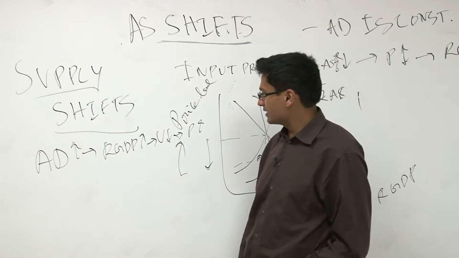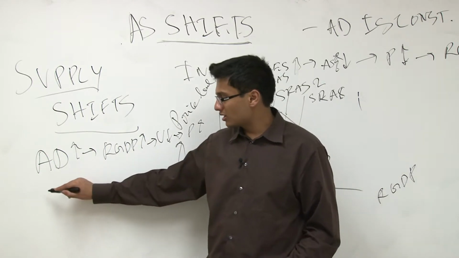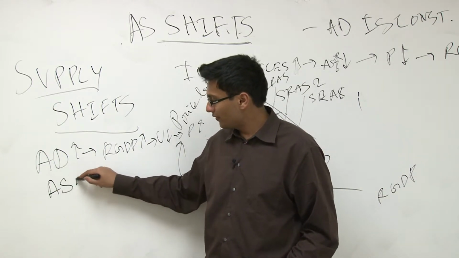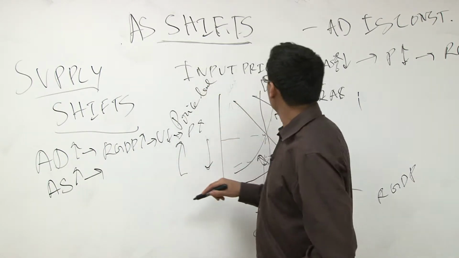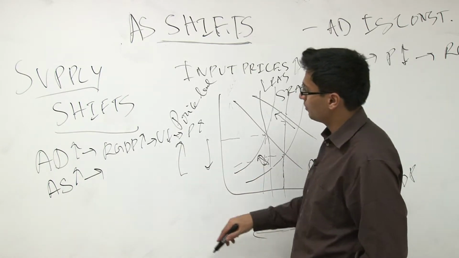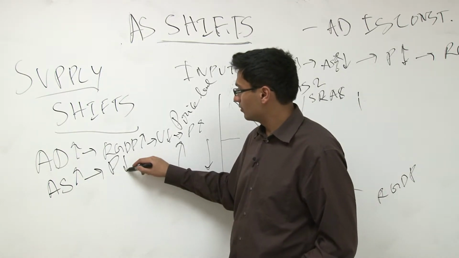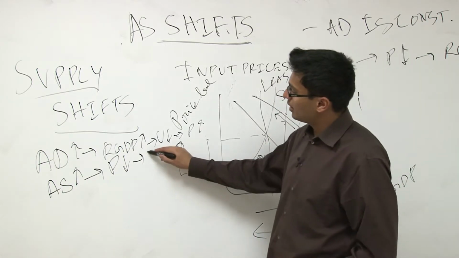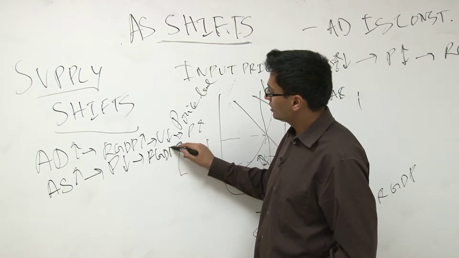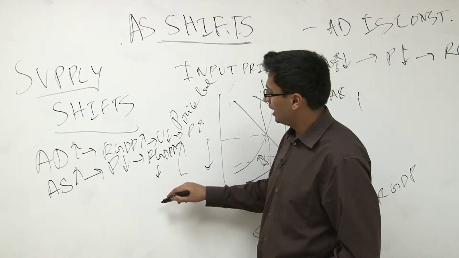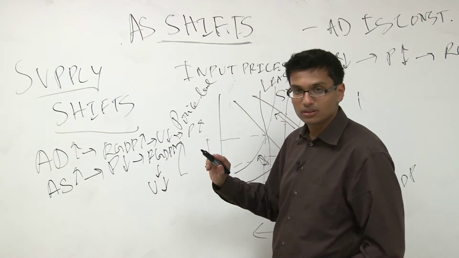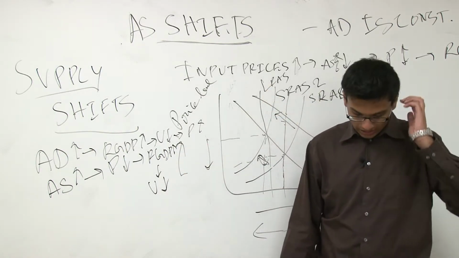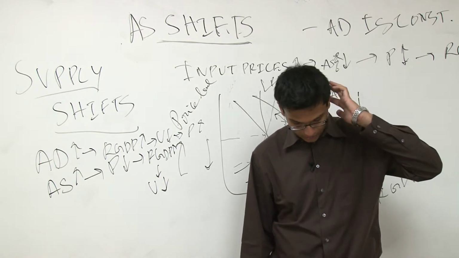AD goes down, it's the exact opposite of this. Let's talk about AS. What if AS goes up? If AS goes up, we talked about the fact that your price levels go down, and then my RGDP goes up, my unemployment goes down, okay? That's something that you need to remember in terms of shifting.